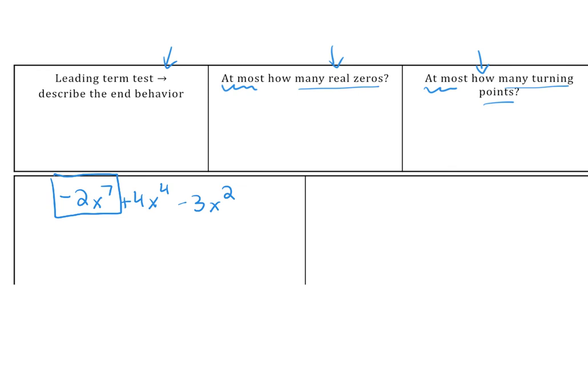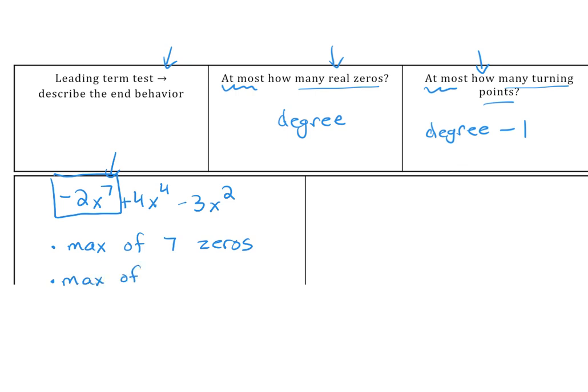So let's look at, I think these are sometimes the easiest. How many real zeros? Well, it's just the same number as your degree, 7. So this has a maximum of 7 zeros. Could have less, can't have more. Okay, turning points, it's your degree minus 1. So this means it has a maximum of 6 turning points.